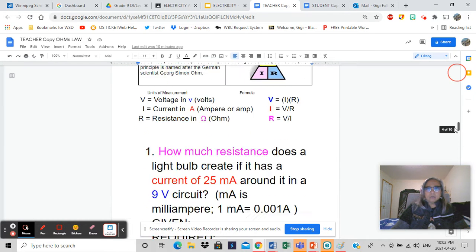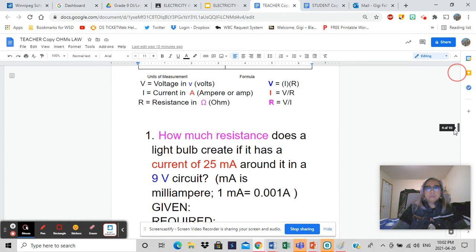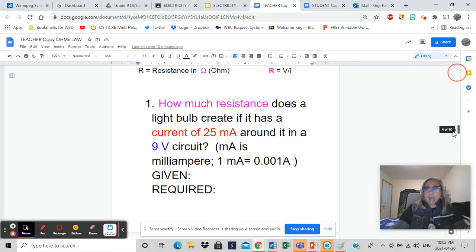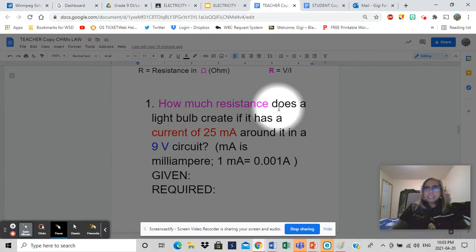If I scroll down, this is the problem that you have. If you take a good look at number one, it's actually two small problems. The first one is this: how much resistance does a light bulb create if it has a current of 25 milliampere around it in a 9-volt circuit?